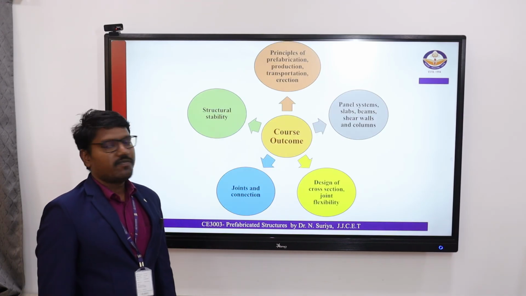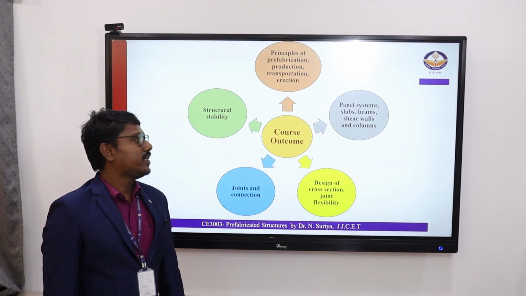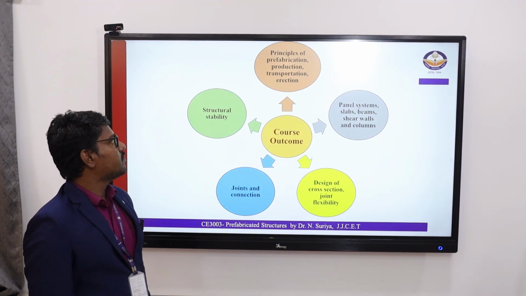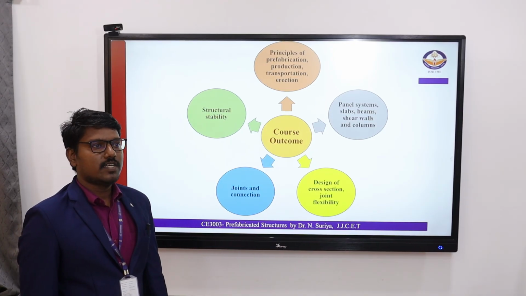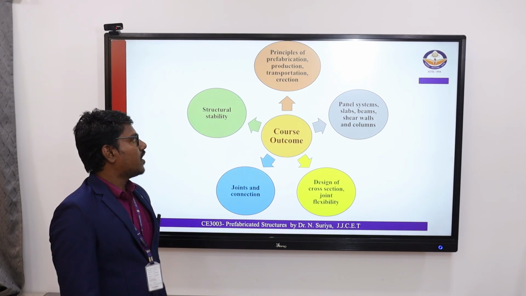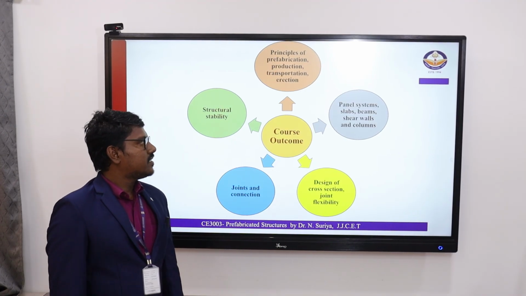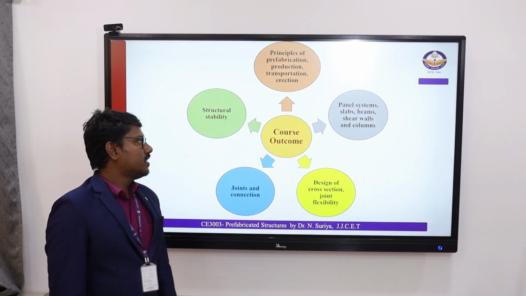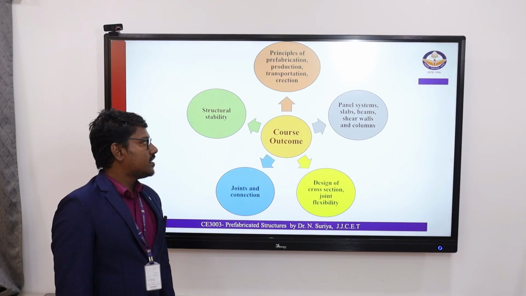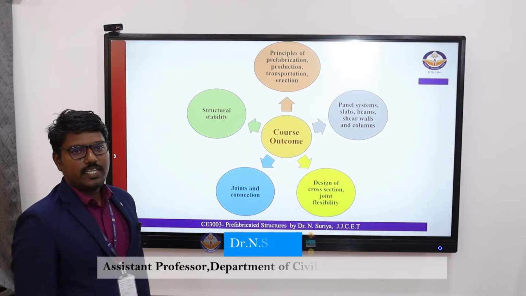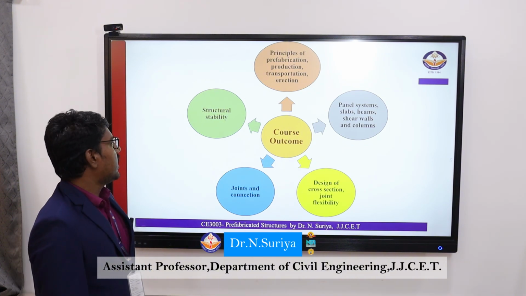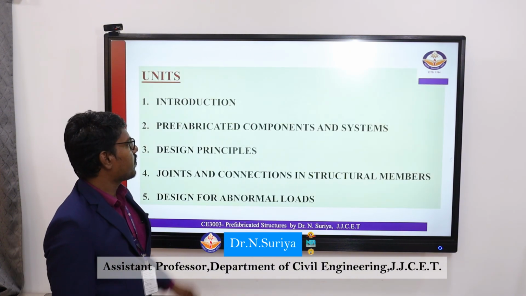And course outcomes. After completion of this course, the students will be able to understand the principles of prefabrication, production and transportation process involved in prefabrication method, followed by panel systems and characteristics of slabs, beams, shear walls and columns, design of cross section, joint flexibility, joints and connections and structural stability.